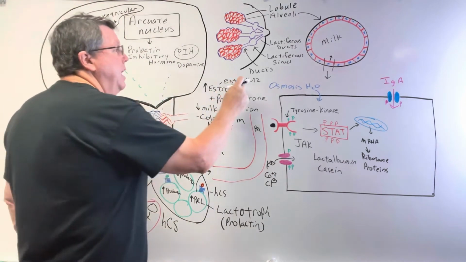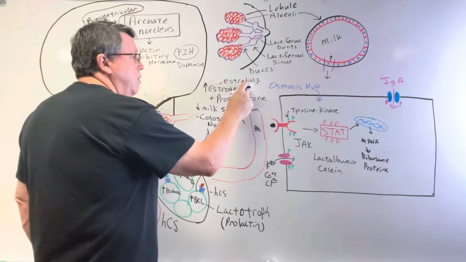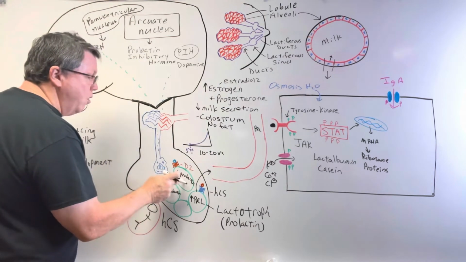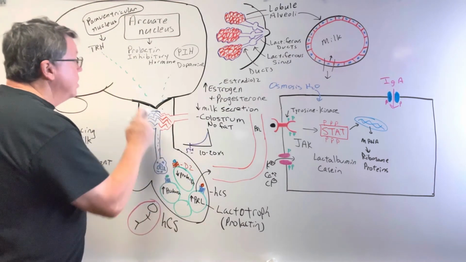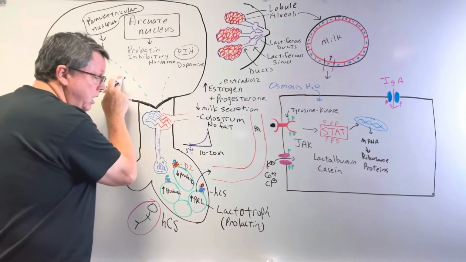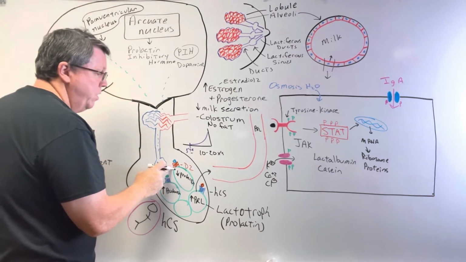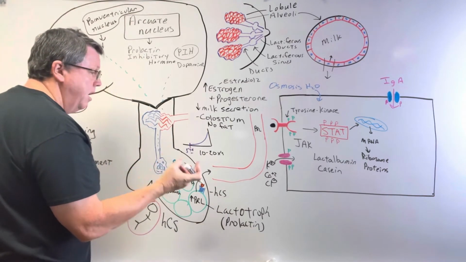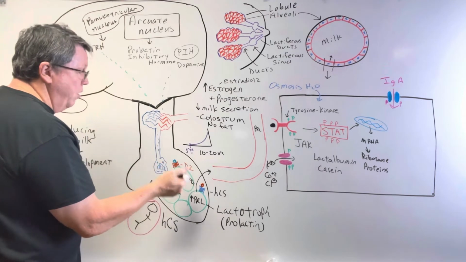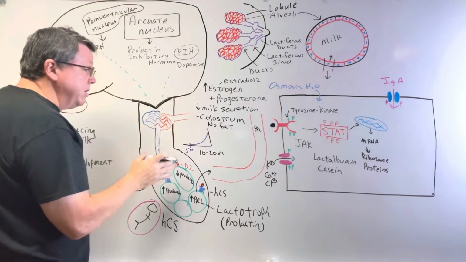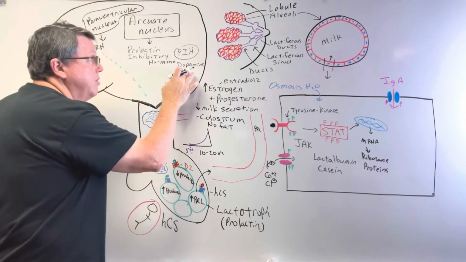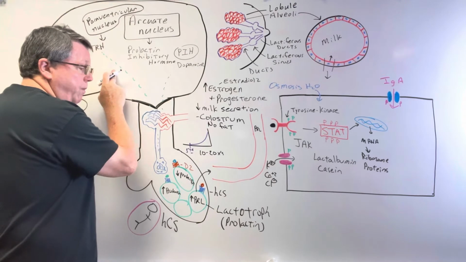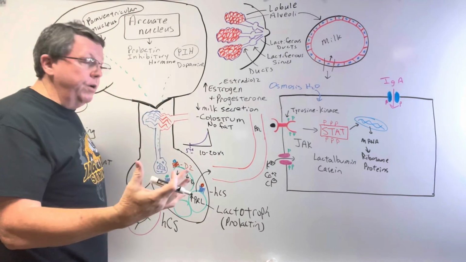Now, one other thing is this estradiol, which is still going to be remaining. Remember, it decreases. It doesn't go away. What it's going to do is make these lactotroph cells more sensitive to the TRH and less sensitive to the D2, right? So it's going to increase the sensitivity to TRH and decrease the sensitivity of the D2 receptor to dopamine. Because we decrease the sensitivity to dopamine and increase the sensitivity to thyrotropin releasing hormone, we will also start to produce more milk.